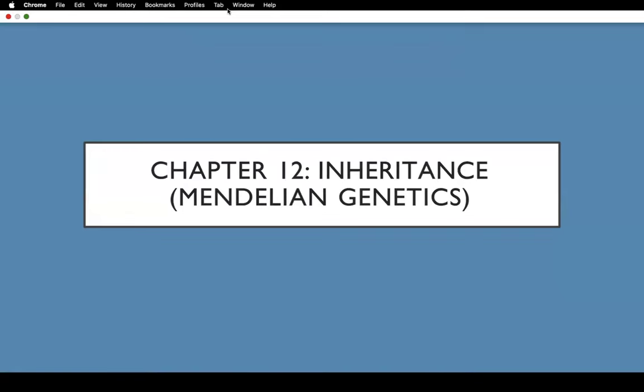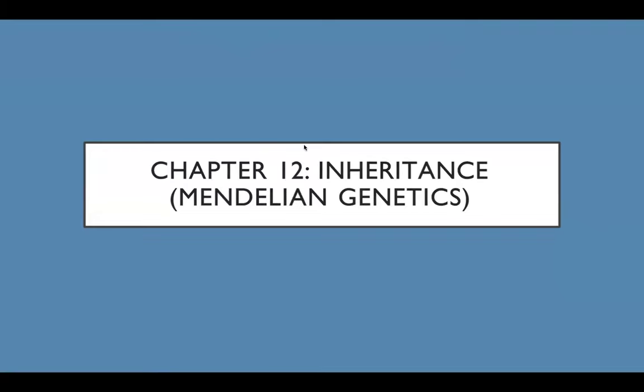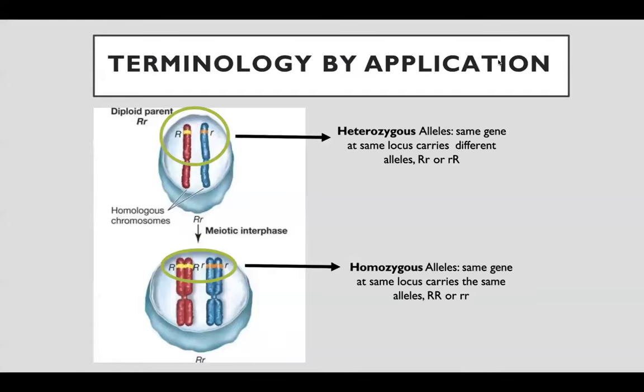All right, so once again, I'll be talking about chapter 12 to chapter 16. So first is genetics. So in terms of genetics, you have both heterozygous alleles and homozygous alleles, but you also have genes. So genes code for specific traits, hair color, eye color, skin color, etc. And genes are made up of 2 alleles. So these alleles can either be the same or they could be different. If they're different, they're known as heterozygous alleles. So same gene at the same locus, but they carry different alleles. You have a dominant allele and a recessive allele.